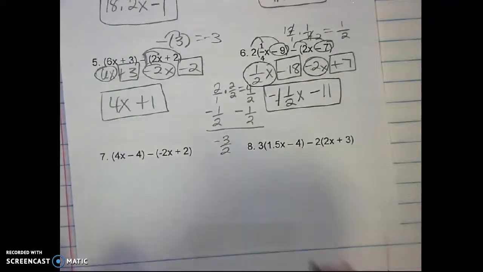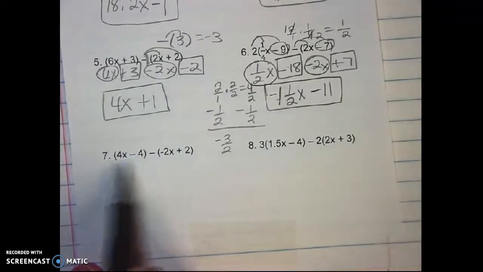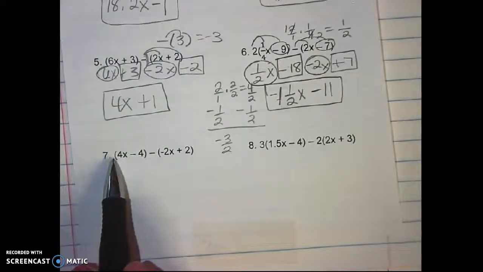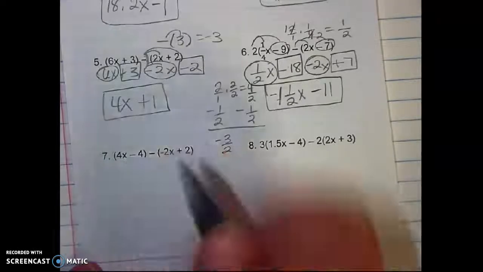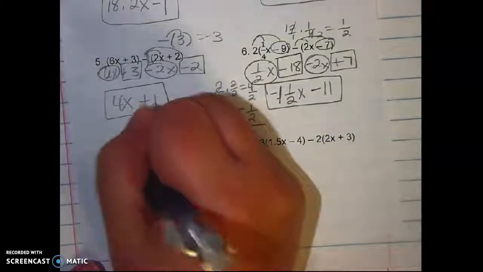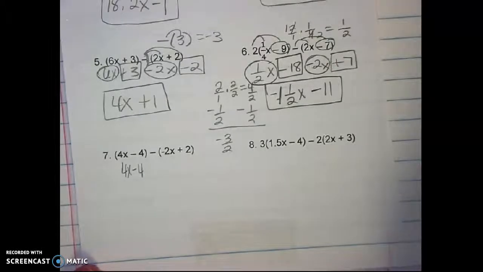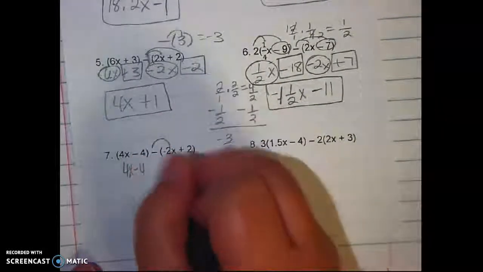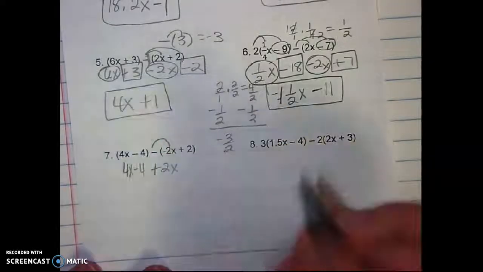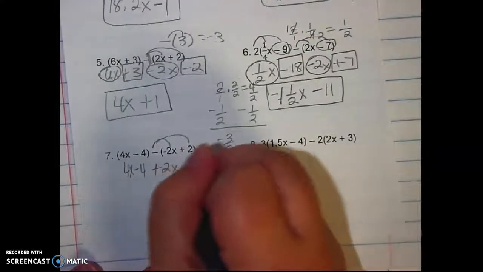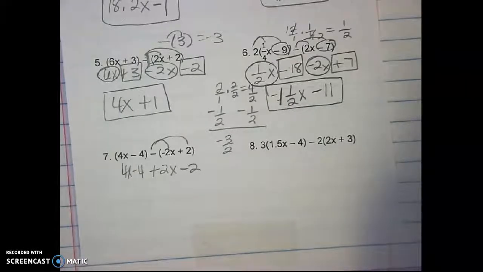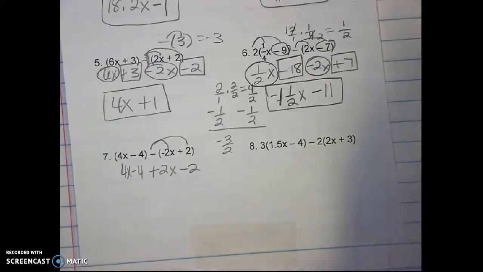All right, for number 7, the first thing I do is look at my first expression. There's nothing here inside or in front of the first parenthesis. So I just write down the first expression exactly how I see it. 4x minus 4. When I'm subtracting, I take the opposite of everything in the second parentheses. So the opposite of negative 2x is positive 2x. The opposite of adding 2 is subtracting 2. So this becomes 4x minus 4 plus 2x minus 2. I'm changing the sign of everything in the second parentheses.